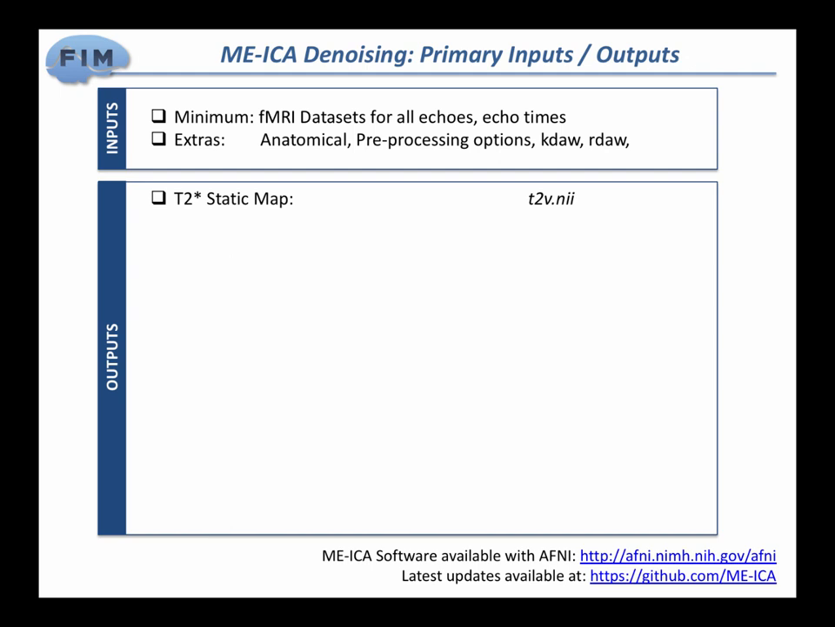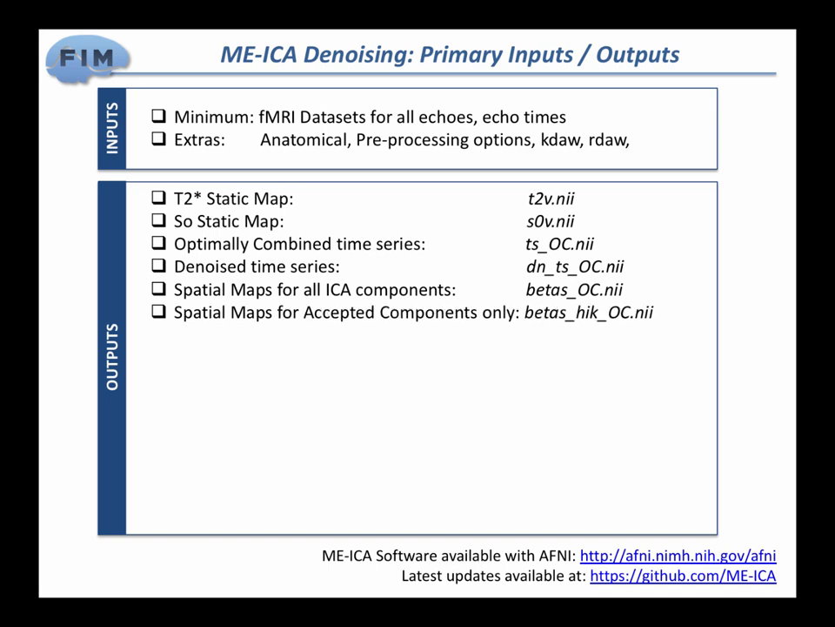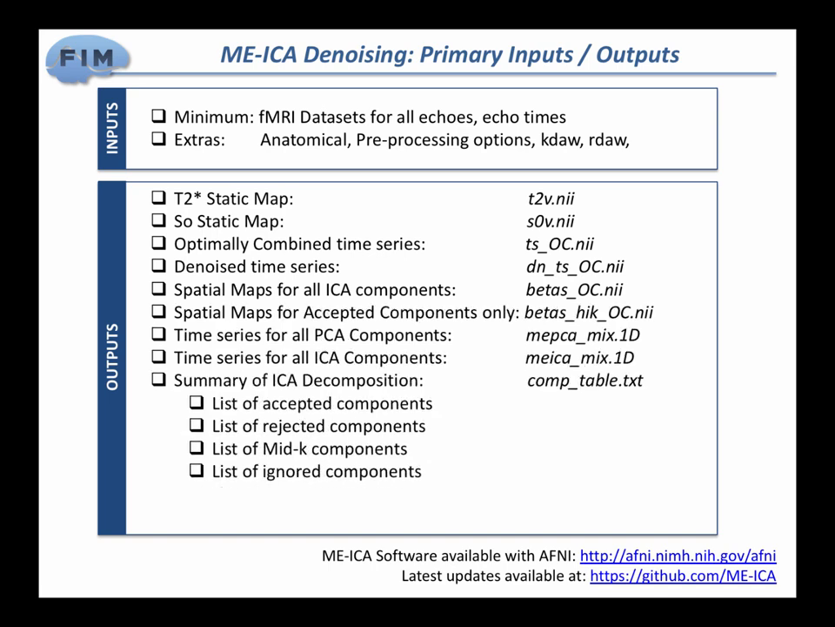In terms of the outputs, you get the static T2-star map that I defined at the beginning, a static S0 map. You get the optimally combined time series. You can try to do your analysis on those just to see. I mean, initially, those optimally combined time series should give you better results than just a single echo, because that combination will give you better signal in dropout regions and will also remove the Gaussian noise. It gives you the noise time series, which is basically the optimally combined after regressing out the rejected and the mid-K components. It gives you the spatial maps for the good components, for the bad components, and a lot of other things that will allow you to go into the results and understand whether things went well or not.